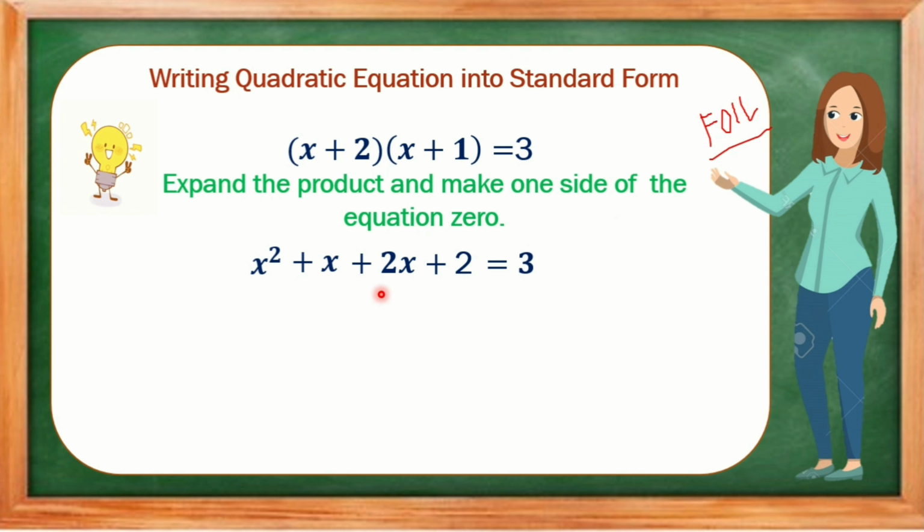Okay, so ngayon combine lang natin yung similar term dito. So, yung x at saka yung 2x. Okay, so bring down muna natin yung x squared. And then x plus 2x is equals to 3x. Then bring down 2 and bring down 3.